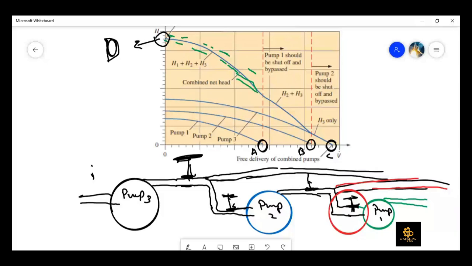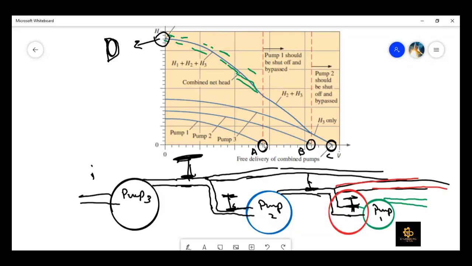And ideally, if we are using these three pumps, then the volume flow rate which we are going to use should be less than the free delivery point of the smallest pump, which is point A. So it means that if we operate this pumping system at a volume flow rate which is less than the volume flow rate at point A, then we are achieving the best out of this system.